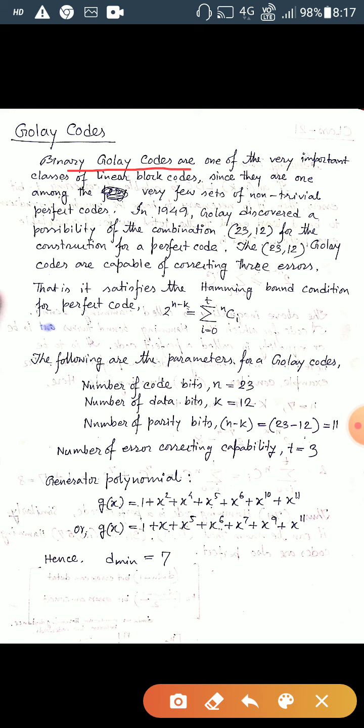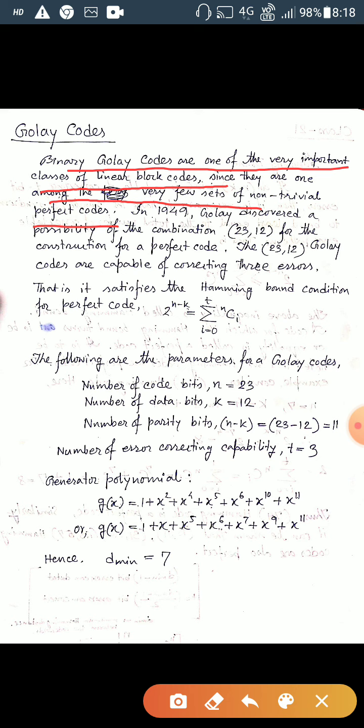Binary Golay codes are one of the very important classes of linear block codes since they are one among the very few non-trivial perfect codes. This is important because if a bunch of errors occurs, it is able to identify any kind of burst formation. If any error occurs, it can be identified.